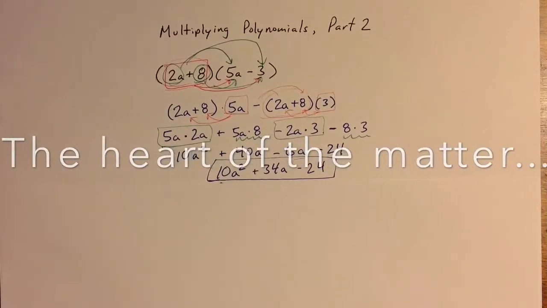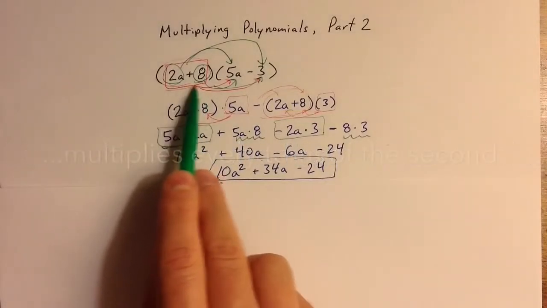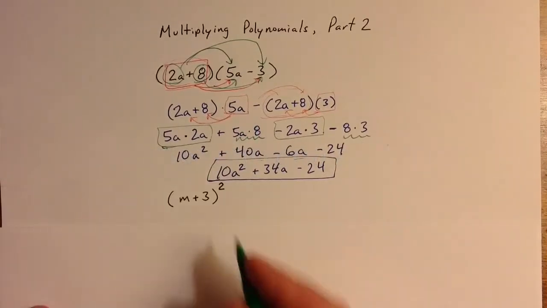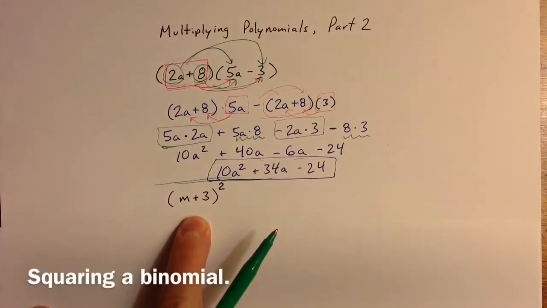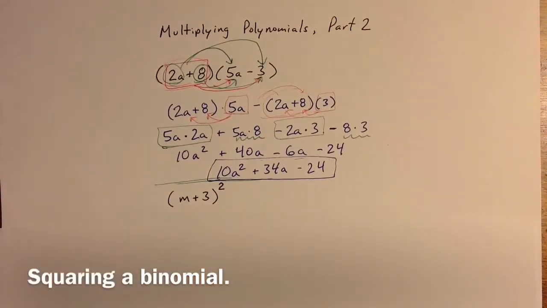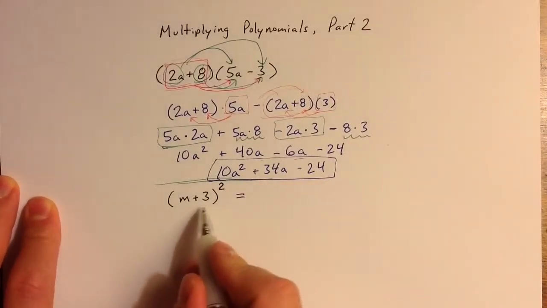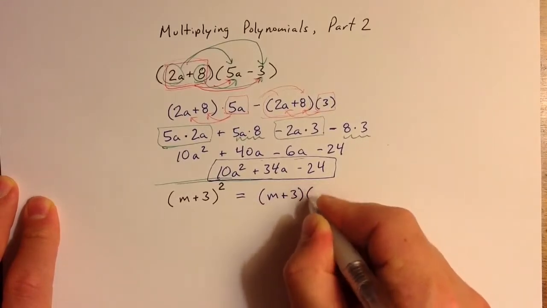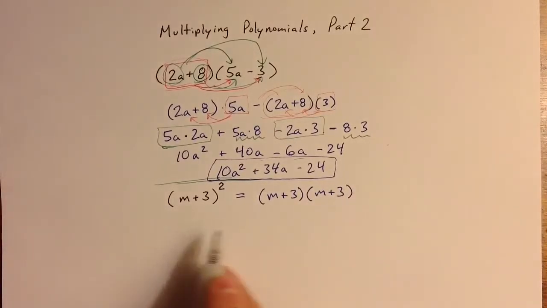So, distributing one polynomial across the other, at the heart of it, we want to make sure that every term from the first polynomial is multiplied with every term from the second polynomial. A second example brings up a notational issue that's important to see. m plus 3 squared: exponents, in general, represent repeated multiplication. So in order to find the polynomial represented by that expression, let me write out m plus 3 times m plus 3. The square tells me that I'm taking that exact same expression, m plus 3, and multiplying it with itself.